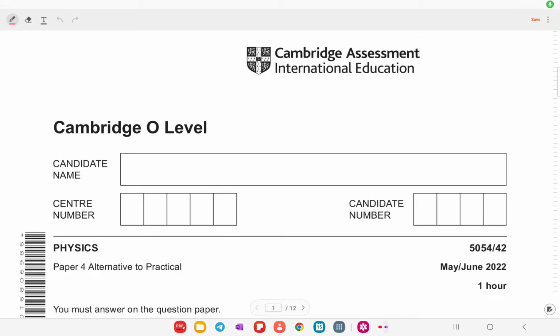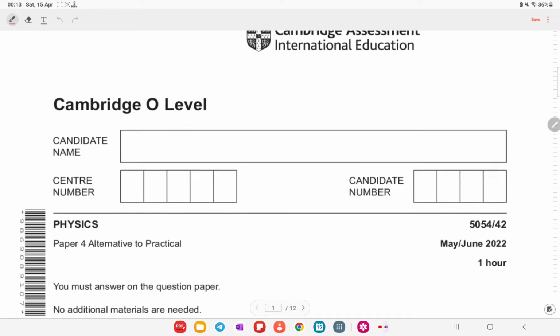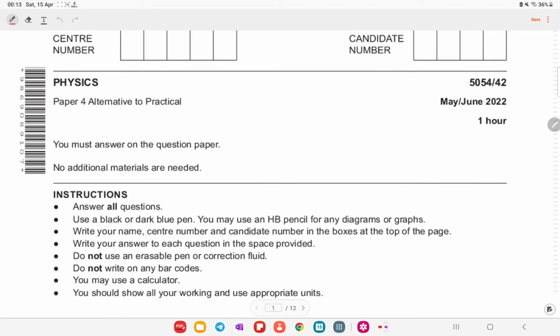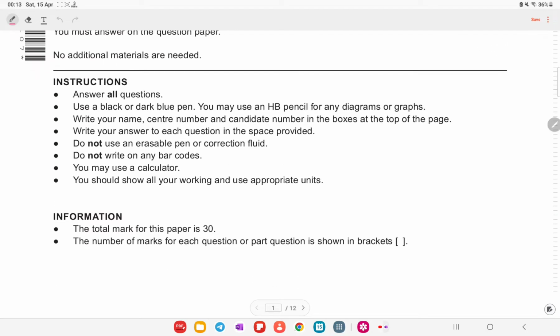Going to start off with the Physics ATP paper, which is 5054/42, May/June 2022 variant. So the first question is, let's move to the first question.